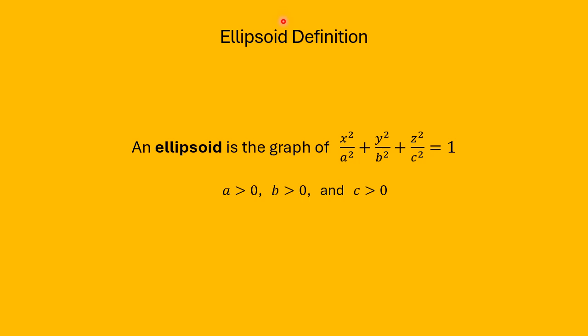Let's define what an ellipsoid is. It's going to be a surface in 3 dimensions. An ellipsoid is going to be the graph of equations of this form: x squared over a squared plus y squared over b squared plus z squared over c squared equals 1. And we will consider a being greater than 0, b being greater than 0, and c being greater than 0. We can assume this without loss of generality because we just have the squares of them here.